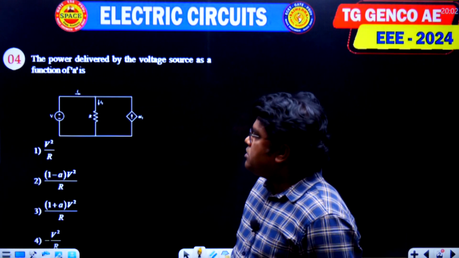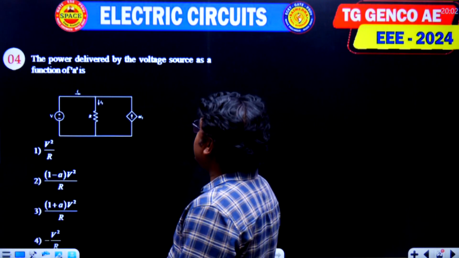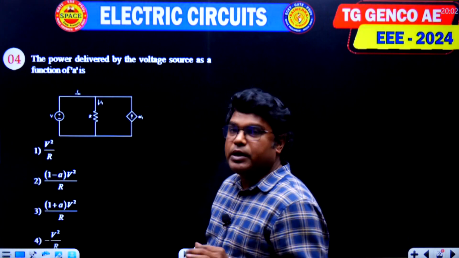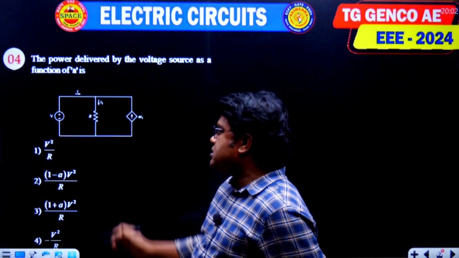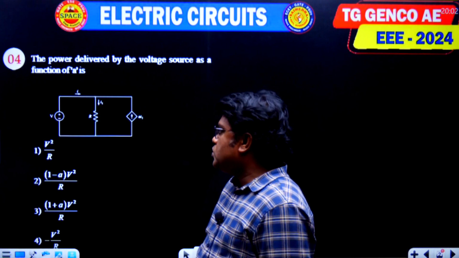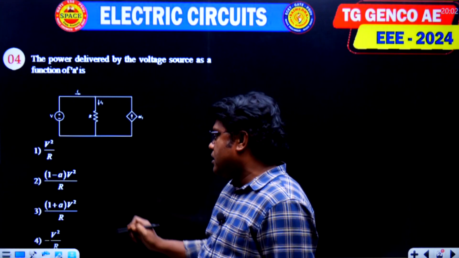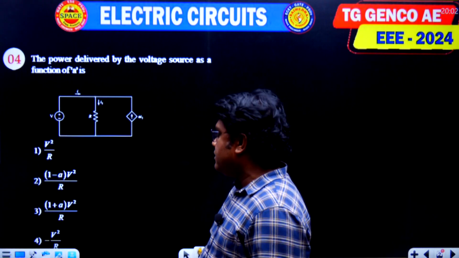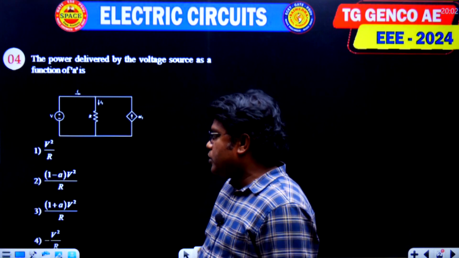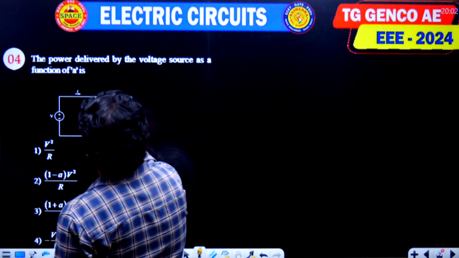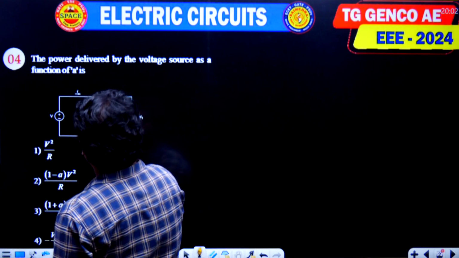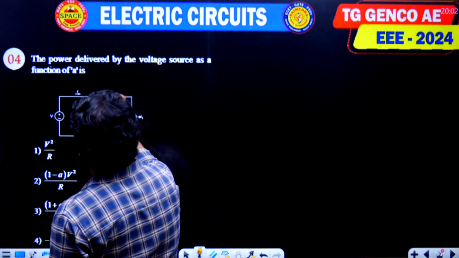Question number 4: the power delivered by the voltage source as a function of A is. This is the given network. Option 1 is A V square by R. Option 2 is (1 minus A) V square by R. Option 3 is (1 plus A) V square by R. Option 4 is A minus V square by R. In this given network, just identify the principal nodes and apply KCL at this node.